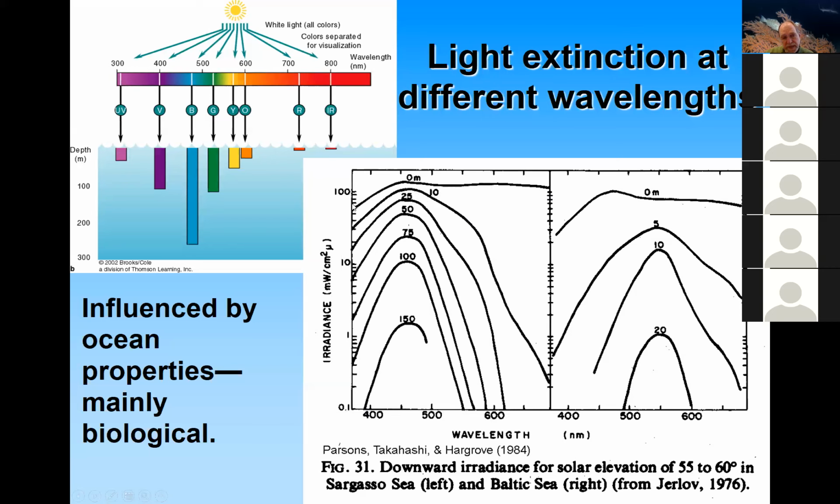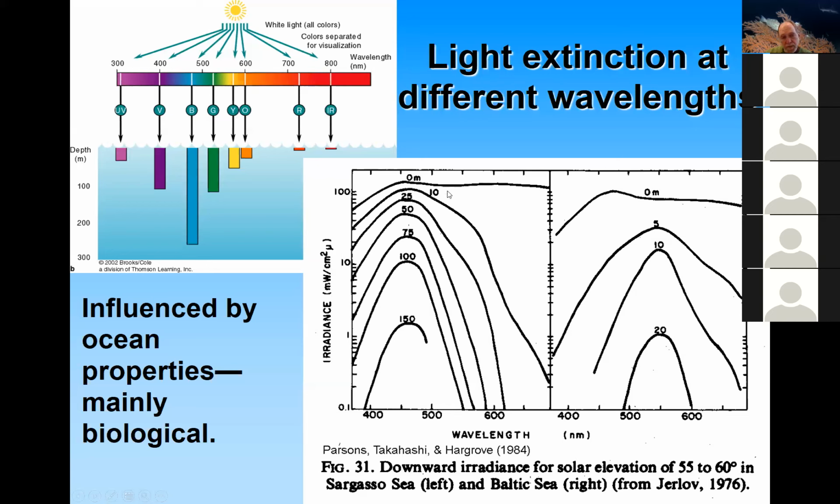Here you can see that red light disappears very quickly in the open water. This is the irradiance. This is measuring the intensity of light per square centimeter for different wavelengths.